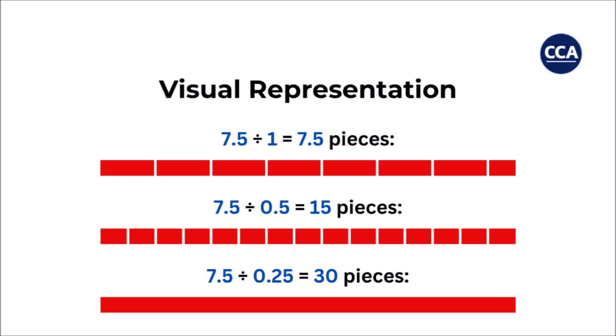And if the group size becomes even smaller, like 1/4, we can fit even more groups. 7.5 divided by 0.25 equals 30. So, when we divide by a number smaller than 1, the answer often becomes larger, because we are counting how many smaller groups can fit into the original quantity.